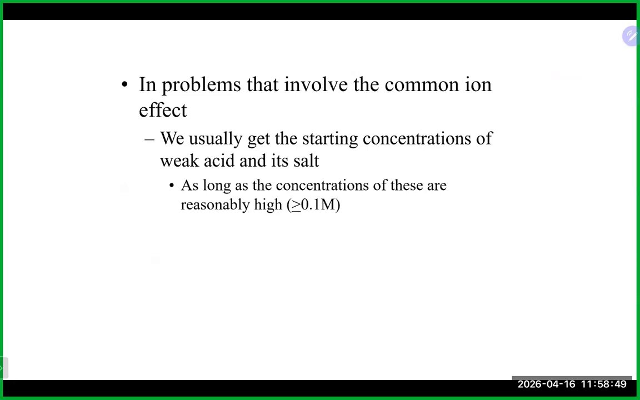All right. So you obviously can work out these problems with an ice table like we've done before. And there is a couple of things that happen because of this common ion effect, which is basically keeping everybody together. Because the equilibrium shifts to the left, that keeps everybody together, and the change that occurs from beginning to end ends up being relatively small.